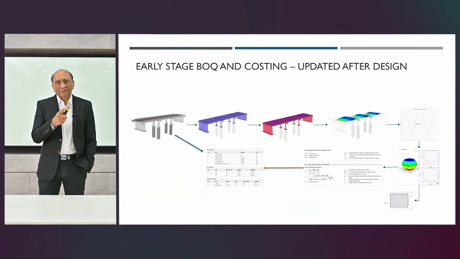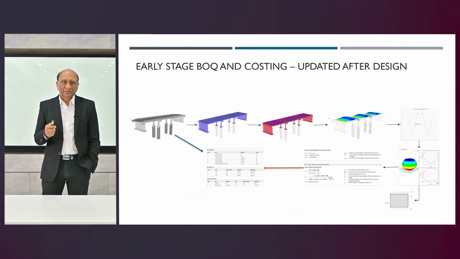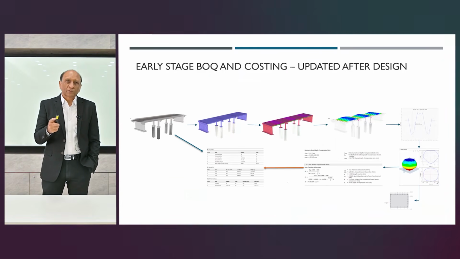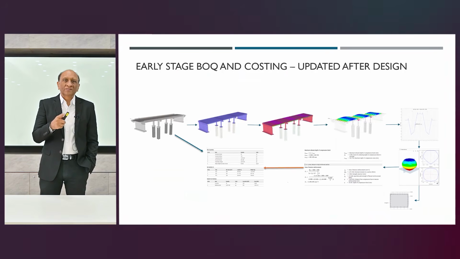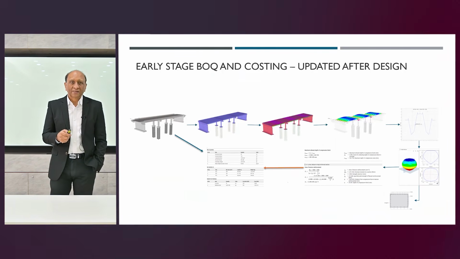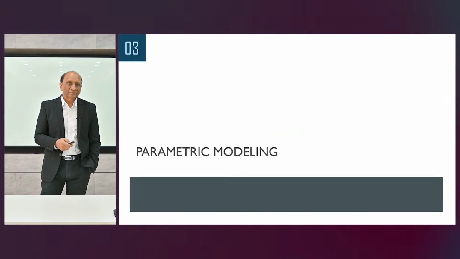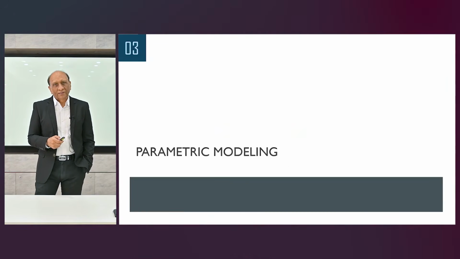So, like I said, we can go shortcut from that to the BOQs, and then we can update it after the design is completed. So this integrated process, where you can move to different steps in between without completing the process, is a great advantage when we do the preliminary design of the bridges or we look at the efficiency of the systems. So what is parametric modeling?